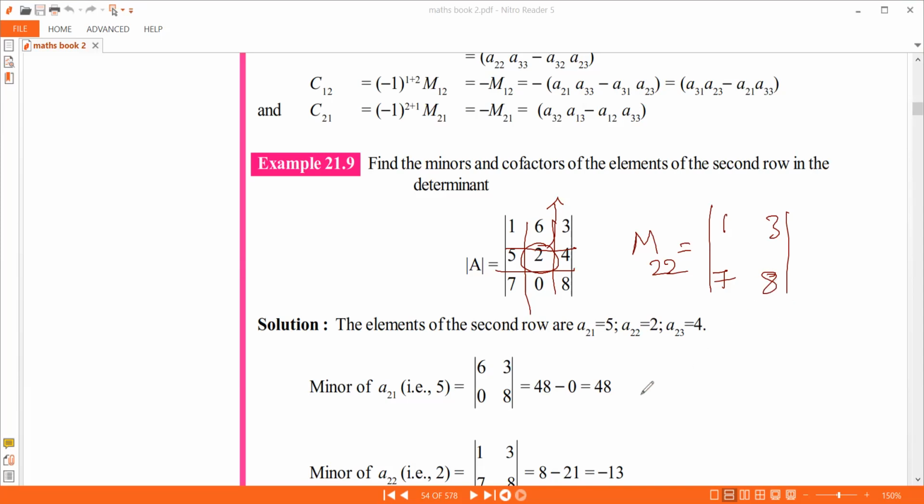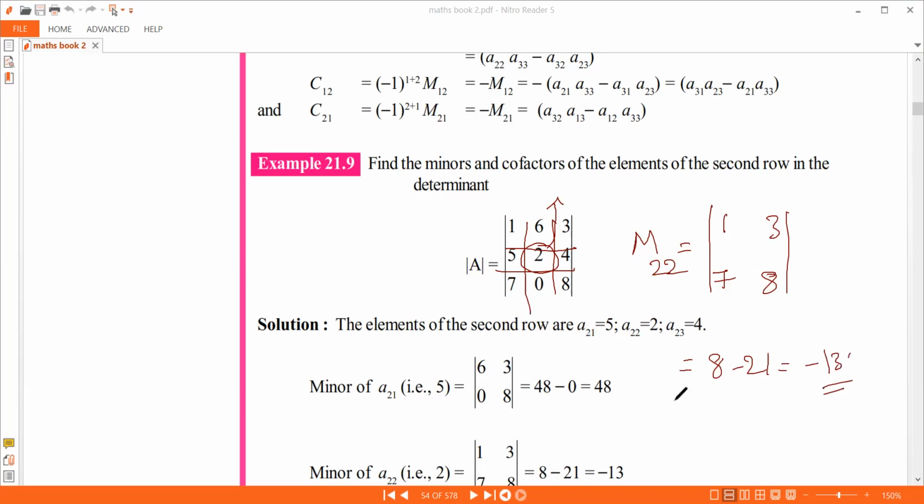So that is 8 minus 21. M22 is equal to 8 minus 21. How much will this be? Negative 13. Minus 13.